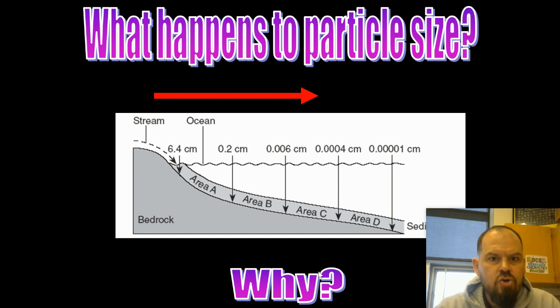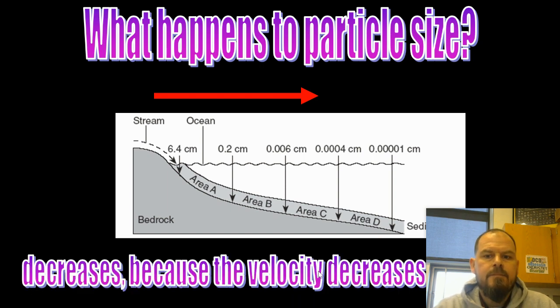Okay, so I see the stream, I see the ocean, and I see bedrock. The stream is going into the ocean and depositing. What happens is particle size decreases because the velocity decreases. So I'm trying to see if we're writing that anywhere, and I don't see a good spot to write that.